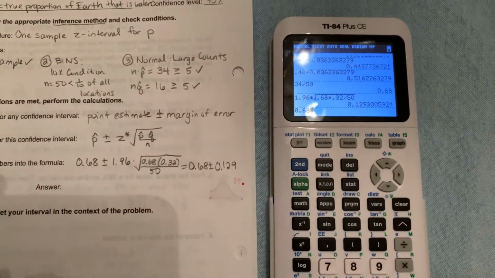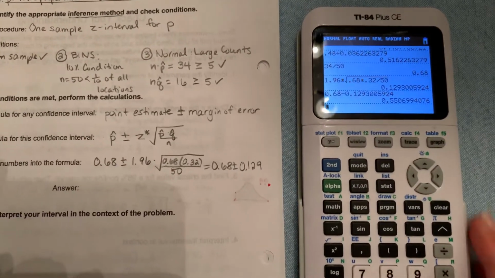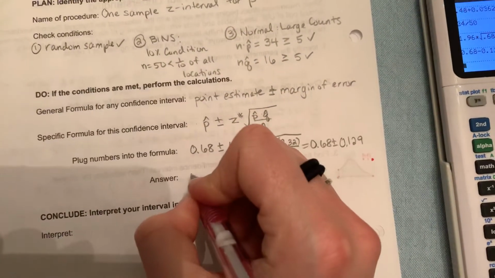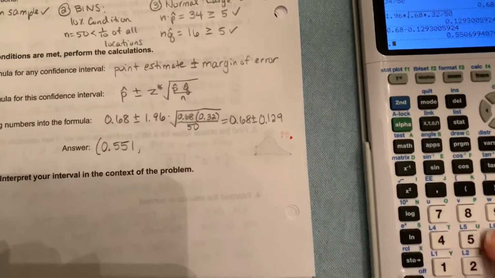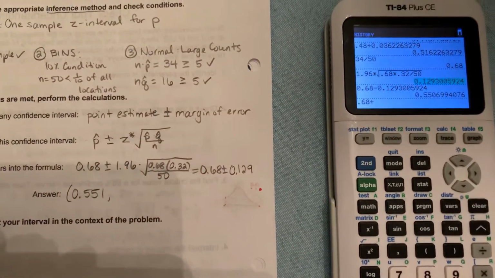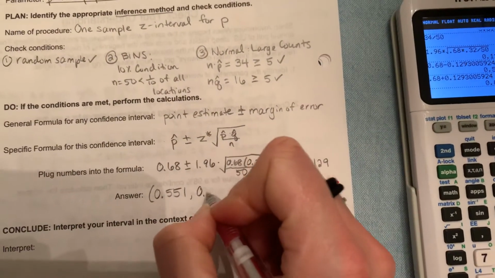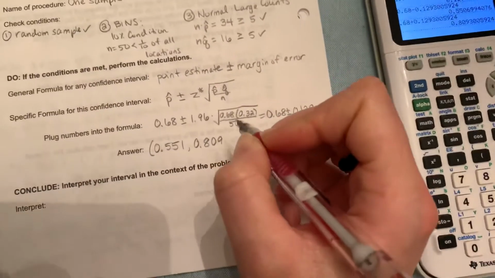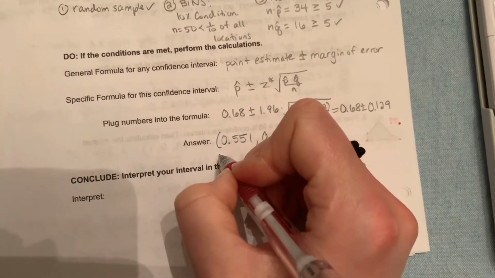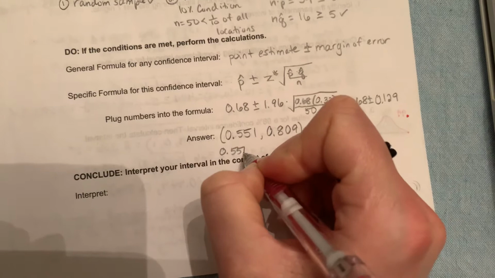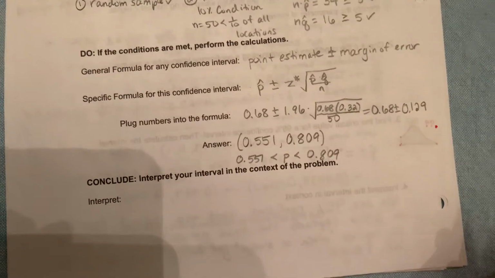All right, 0.68 plus, I should probably do minus first, get my lower limit. So minus that value, I get 0.551 if I round to 3 decimal places. My lower limit, and then 0.68 plus that standard error, 0.809. Okay. So there's my confidence interval. I do want to point out sometimes your book also lists it as 0.551 is less than p is less than 0.809. If you feel better writing it that way, that's fine.